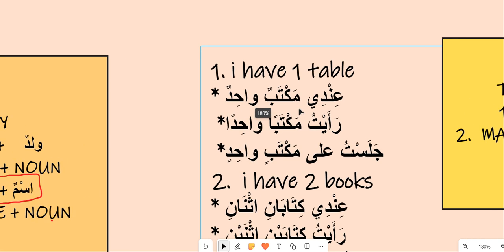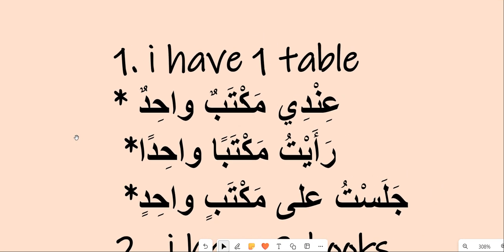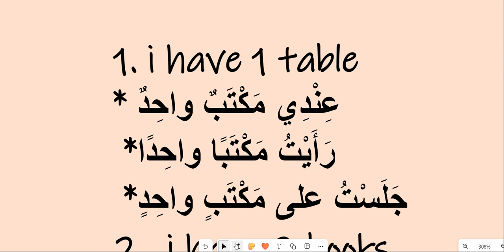And now what is the structure of this sentence? عندي مكتب واحد. What is the structure of the sentence here? This is the verb. It is عند, right? So this is the zarf. Whenever zarf comes, what happens?